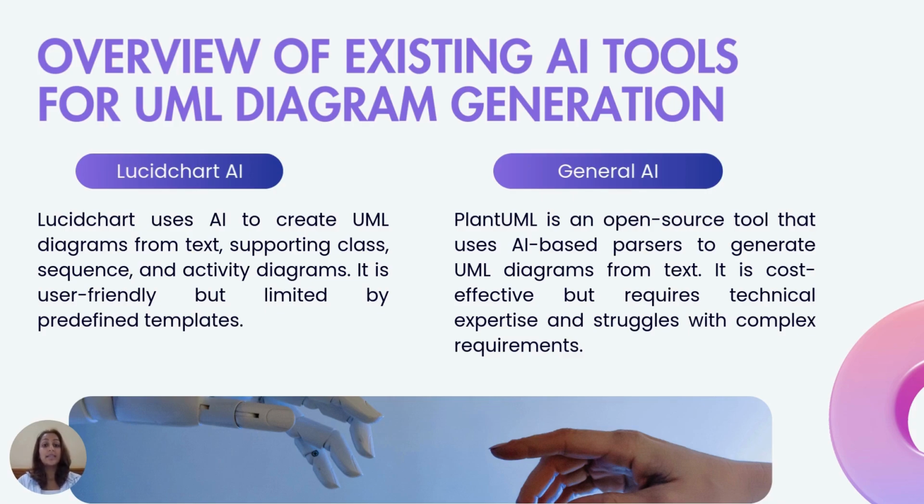Now let's talk about the existing AI tools that are available for UML diagram generation. First, we have Lucidchart AI. This uses AI to create UML diagrams from text. It supports class, sequence, and activity diagrams. Lucidchart AI is user friendly, but it's limited by its predefined templates. Then we have PlantUML, which is an open source tool that uses AI based parsers to generate UML diagrams from text. It's very cost effective, but it requires technical expertise and it also kind of struggles with complex requirements.